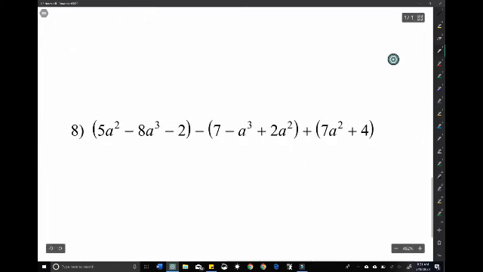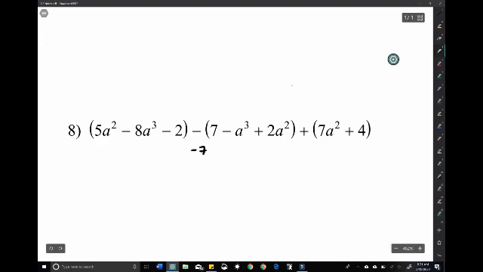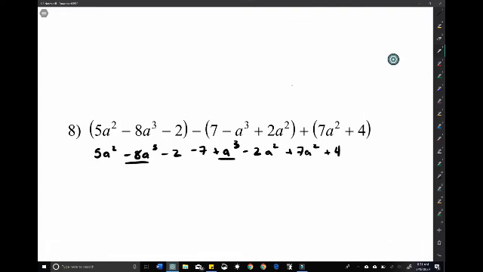Okay, and last example, again, we'll subtract 7, add a to the third, minus 2a squared, plus 7a squared, plus 4, 5a squared, minus 8a third, minus 2. Start with the thirds. Boom, boom. Negative 8 minus 2 is negative 10. Be careful with negatives. Sometimes they throw students off. What are we doing? No, negative 8 plus a to the third, silly Mr. Dvorsky, is negative 7a to the third.